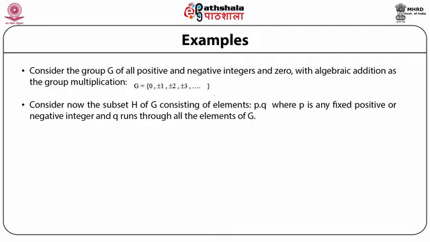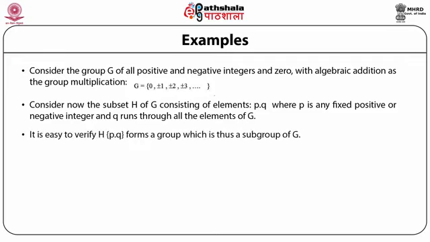For example, let us take p as a fixed positive integer, 6. Then we have the new elements 6 times elements of the group G. That is, now we have the set consisting of the elements 0, plus minus 6, plus minus 12, plus minus 18, and so on. It is easy to verify that the set of elements p times q forms a group by itself. It is thus a subgroup of the bigger group G.